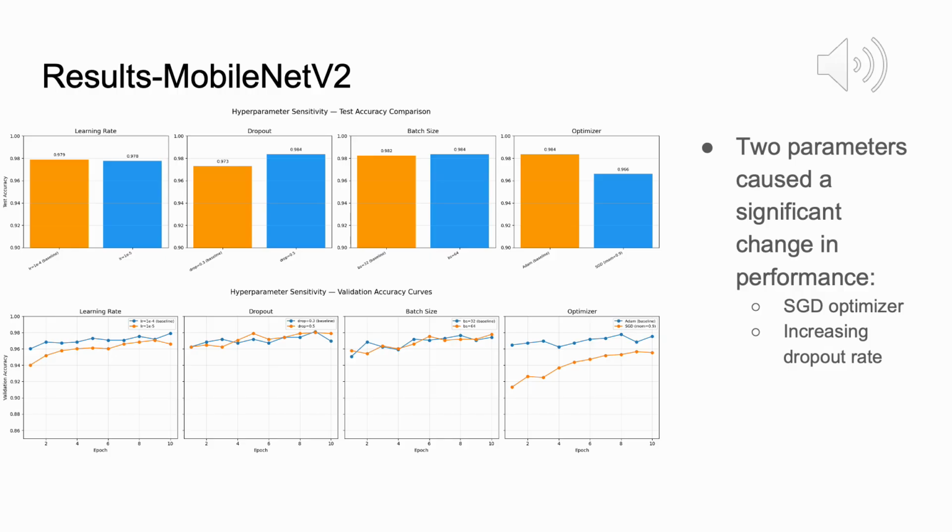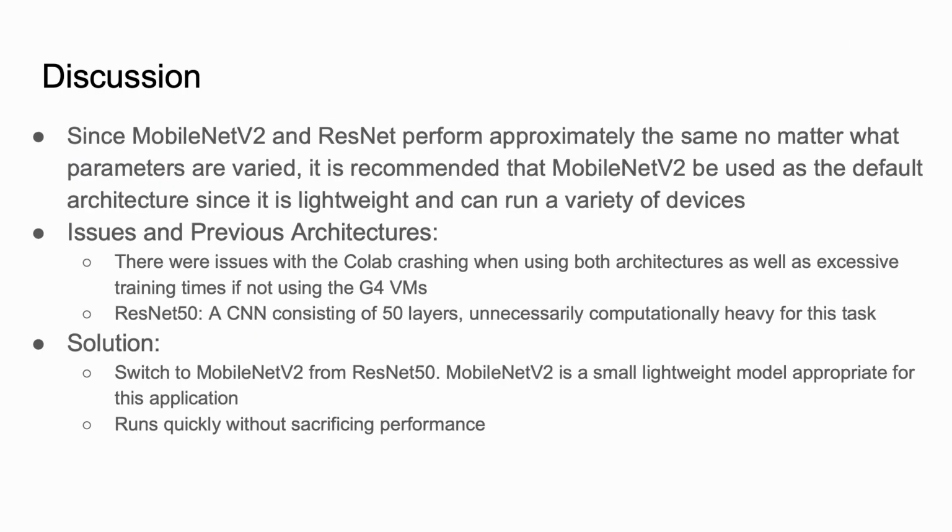Overall, MobileNet V2 performed consistently well across most settings, which reinforces its strength as a robust and efficient model, especially for lower resource environments. Since MobileNet V2 and ResNet perform approximately the same no matter what parameters are varied, it's recommended that MobileNet V2 be used as the default architecture since it's lightweight and can run on a variety of devices.